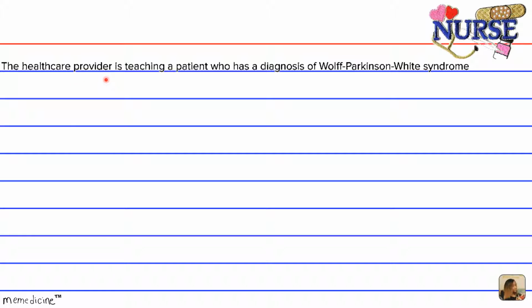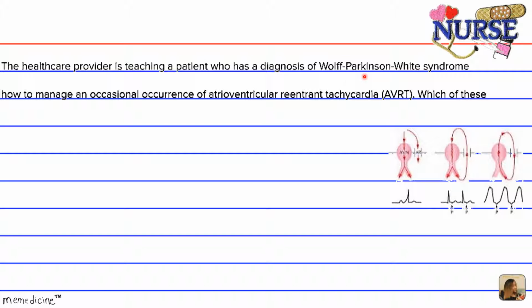The healthcare provider is teaching a patient who has a diagnosis of Wolff-Parkinson-White syndrome how to manage an occasional occurrence of atrioventricular reentrant tachycardia, AVRT.